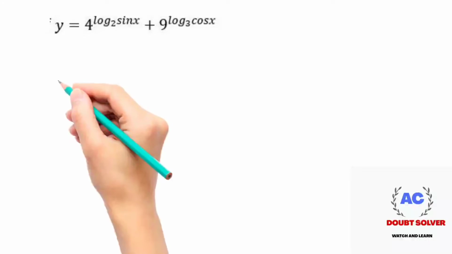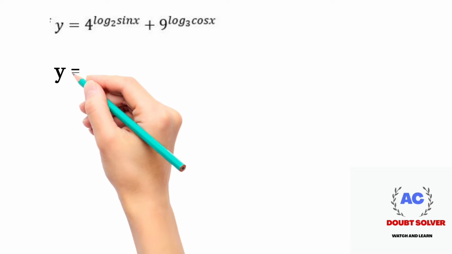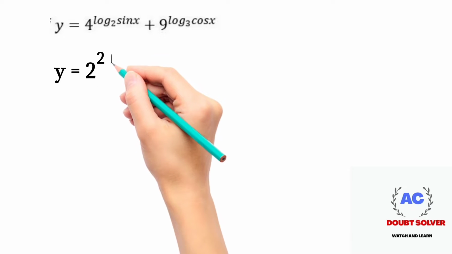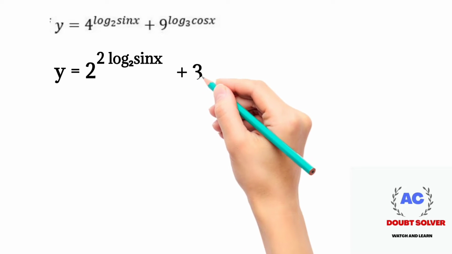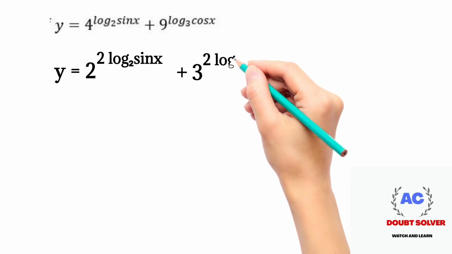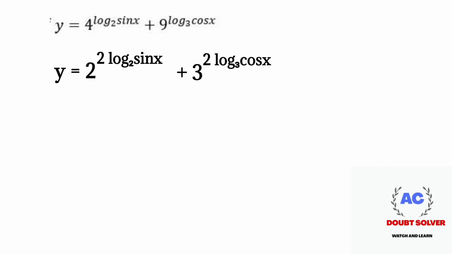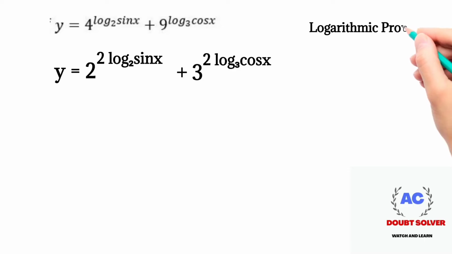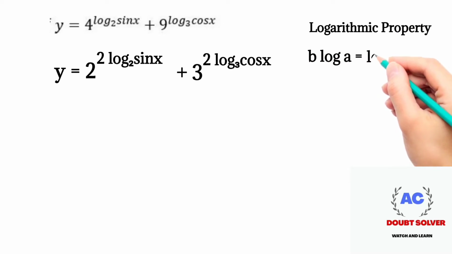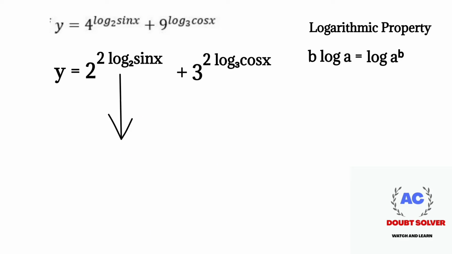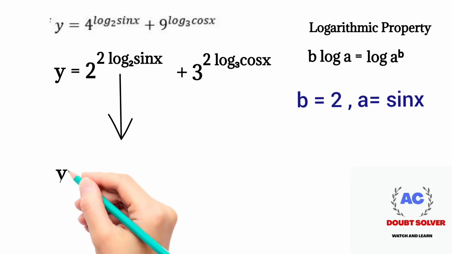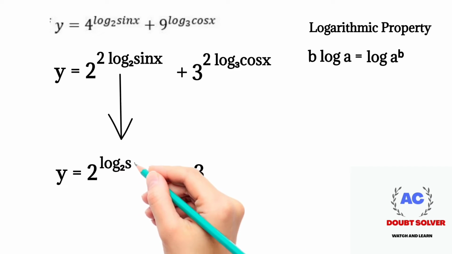So y is equal to, 4 can be written as 2 square, and log to the base 2 sin x as it is, plus 9 can be written as 3 square, and log to the base 3 cos x can be added. Now here we use another logarithmic property: b into log a can be written as log a to the power b. In 2 log to the base 2 sin x, b is 2 and a is sin x. So therefore it is log sin x to the power 2, and sin x whole square can be written as sin square x.